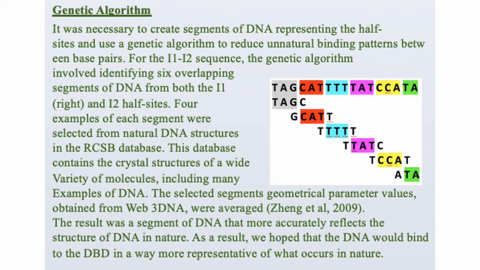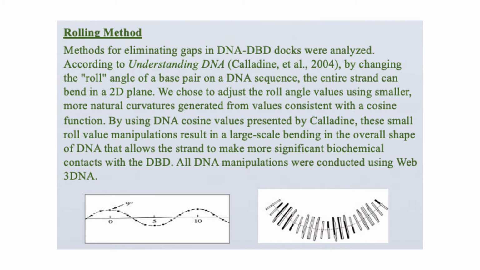Finally, these averaged segments were pieced together into the I1 and I2 half sites. We hoped the use of natural DNA structures would create more realistic half sites for both and achieve a better dock. While docks were better after implementing the genetic algorithm, further DNA bending was required for each half site to create an optimal model.